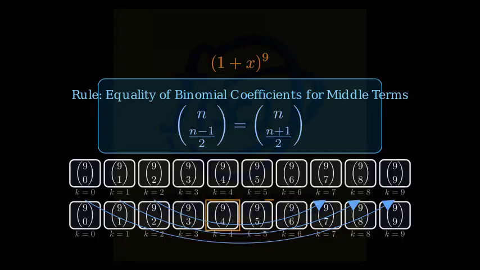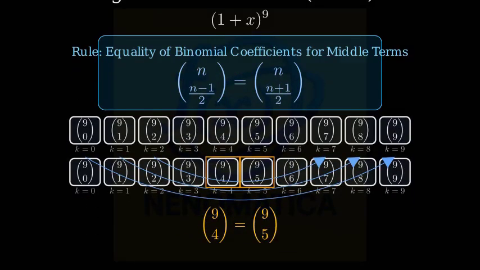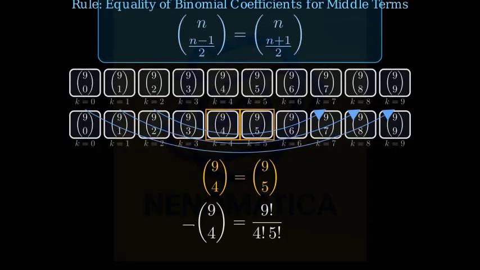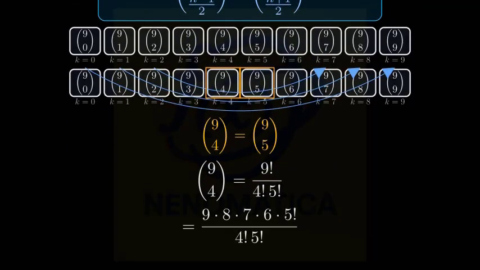For an odd exponent like 9, the two middle coefficients, k equals 4 and k equals 5, are equal and largest. Let's compute the common middle value. 9 choose 4 equals 9 factorial over 4 factorial times 5 factorial. That is 9 times 8 times 7 times 6 times 5 factorial, divided by 4 factorial times 5 factorial.